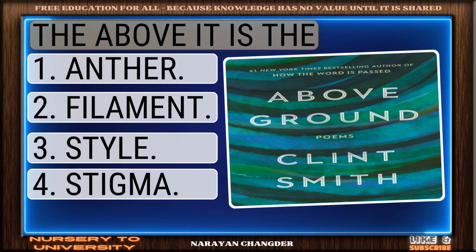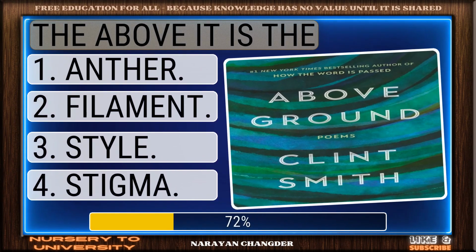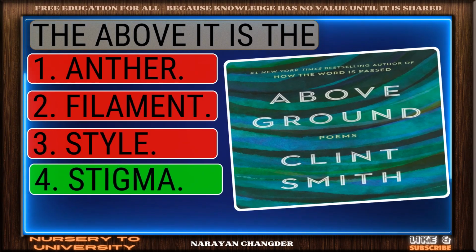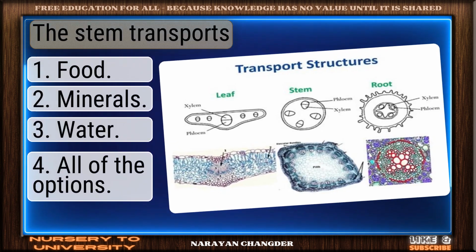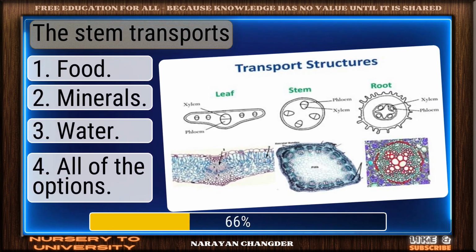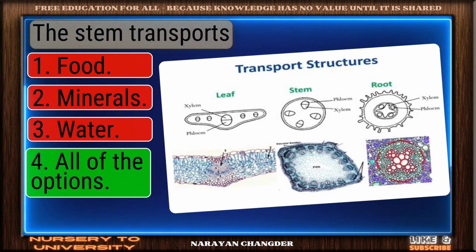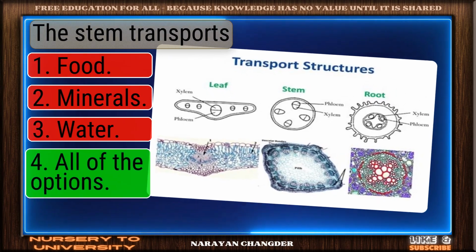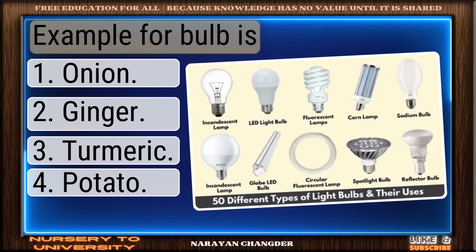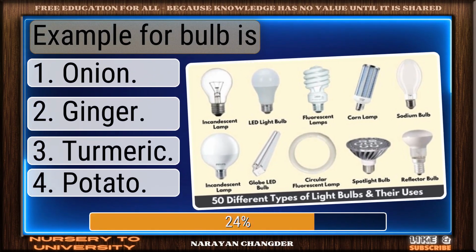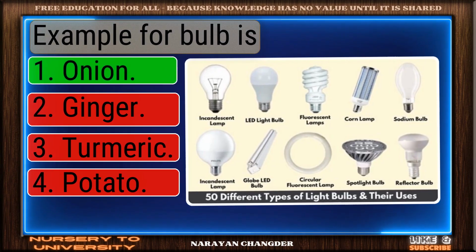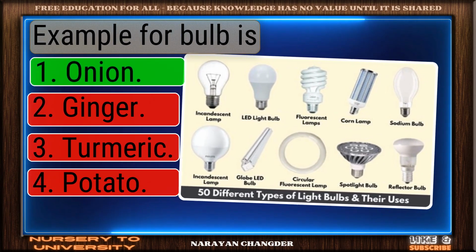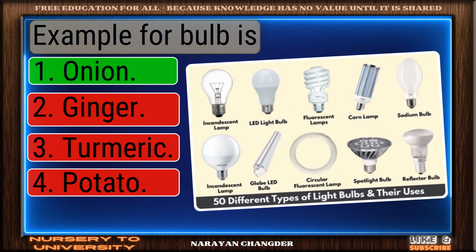The sticky tip of the pistil is the... You chose stigma, and it is correct. The stem transports... Great thinking. All of the options is the right choice. Example for bulb is... Clear logic. Your choice onion is sound and 100% true.